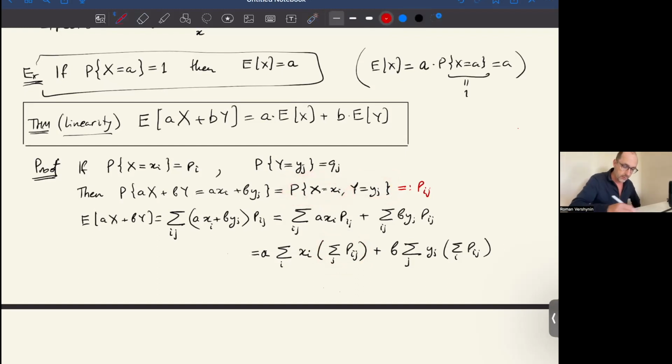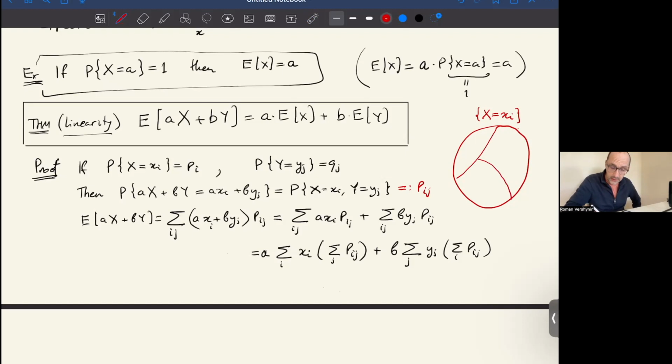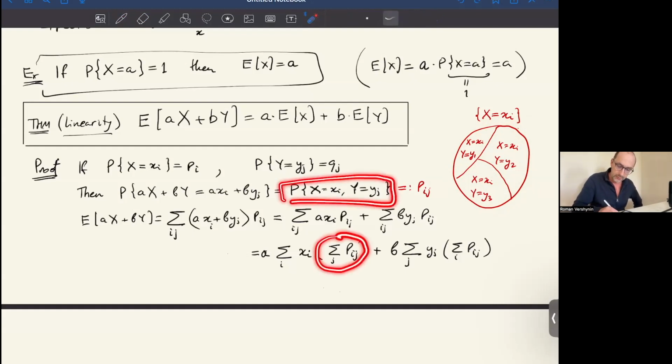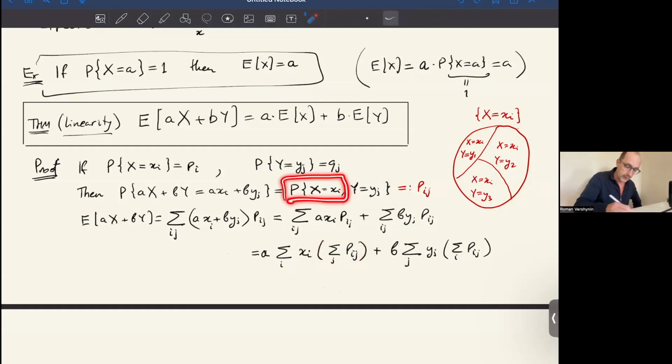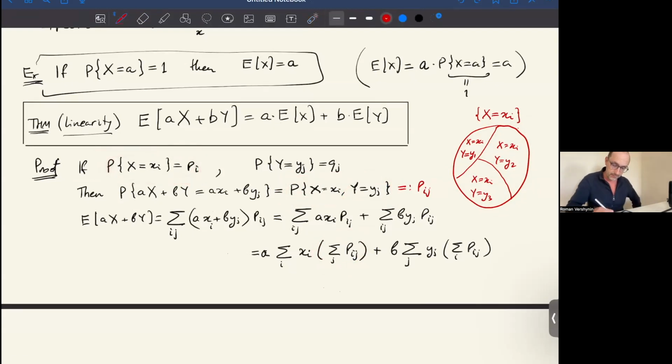Let me show you why. This is the event where X takes value xi. On that event, the random variable Y can take on different values. For instance, this is a part of that event where Y takes value y1. On this part of the event, Y takes value y2, and so on. Now, if you sum the probabilities of all of these parts, which are mutually exclusive, we get the probability of the entire event, which is X equals xi. So again, the sum of all these probabilities is just the probability that X equals xi, which is pi. And similarly, this is qj, check it.